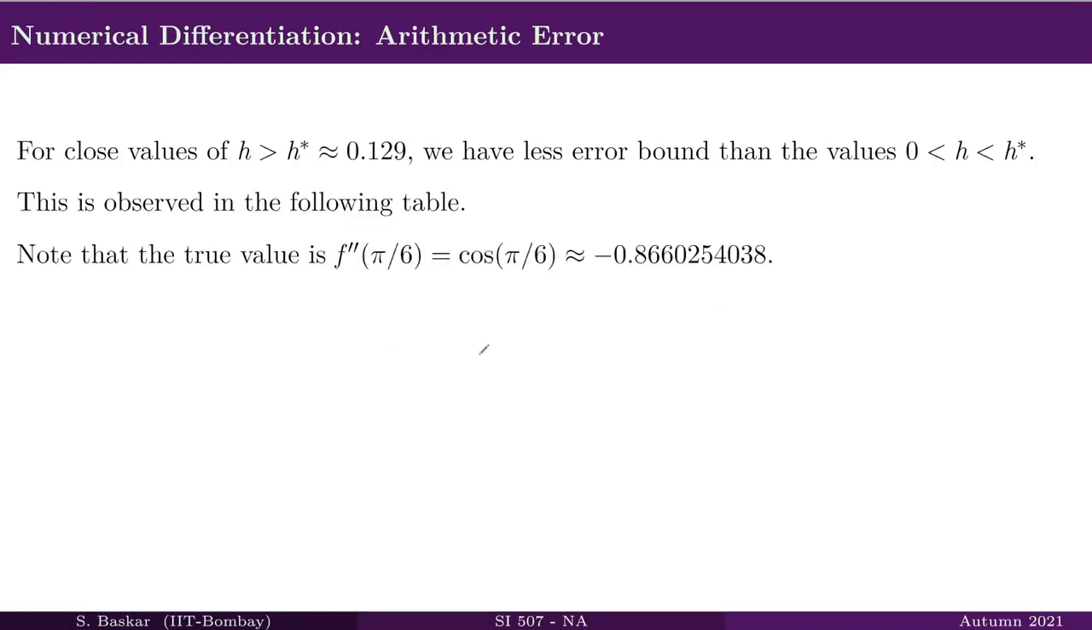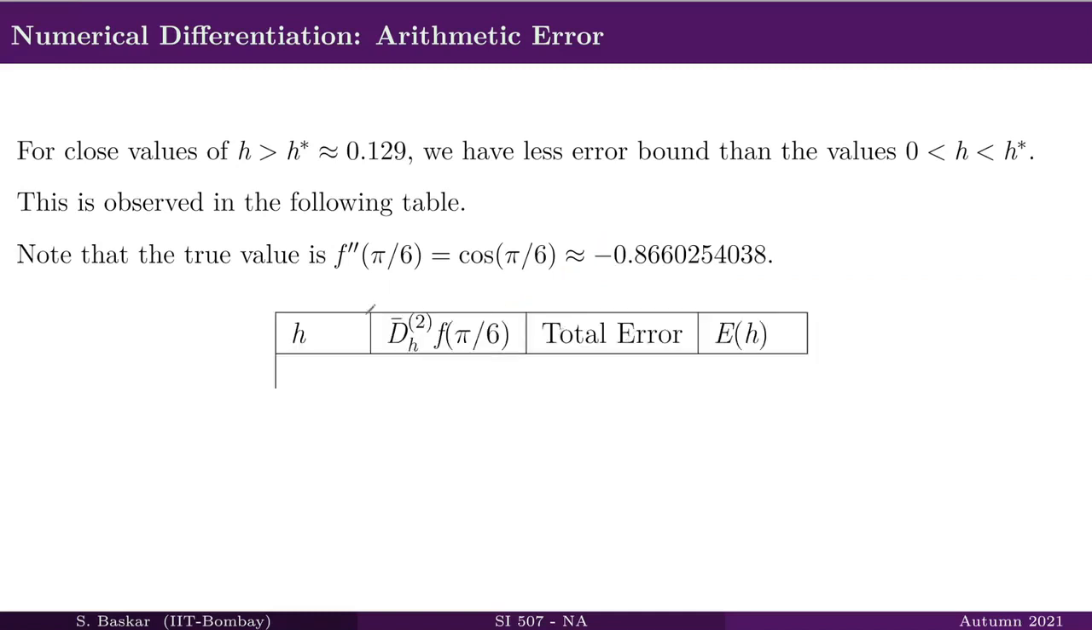Let us try to compute the approximate value of f double dash at pi by 6 using the central difference formula by taking different values of h and see whether our analysis indeed goes through in the numerical computation. Let us note that the exact value of f double dash of pi by 6 is approximately minus 0.866. Let us do the computation.